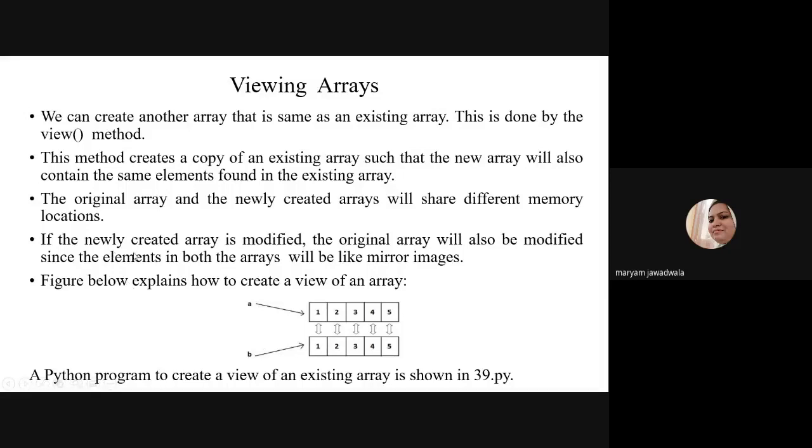If the newly created array is modified in the case of viewing, then the elements of both arrays are modified again, because all the elements are interconnected. We have a view copy of both arrays. It means if you modify any element of any array, the modification is reflected in both arrays. We'll check one program, 39.py, for viewing the array.